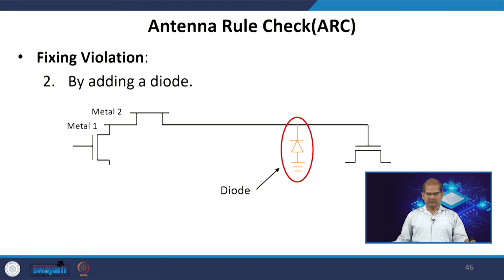And the next method is that you can connect a diode here to discharge that charge. This is called an antenna diode, which can also be inserted automatically using the VLSI physical design flow. So, you should have a proper antenna rule file in the VLSI physical design flow to fix the antenna error.